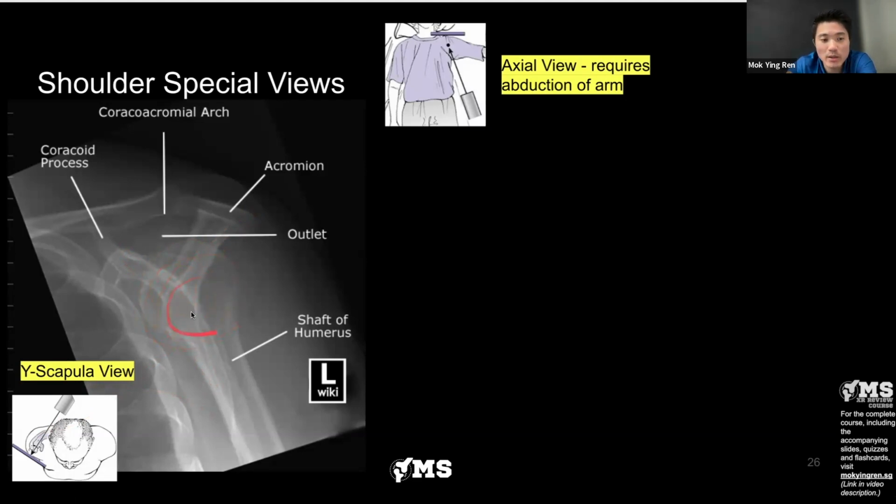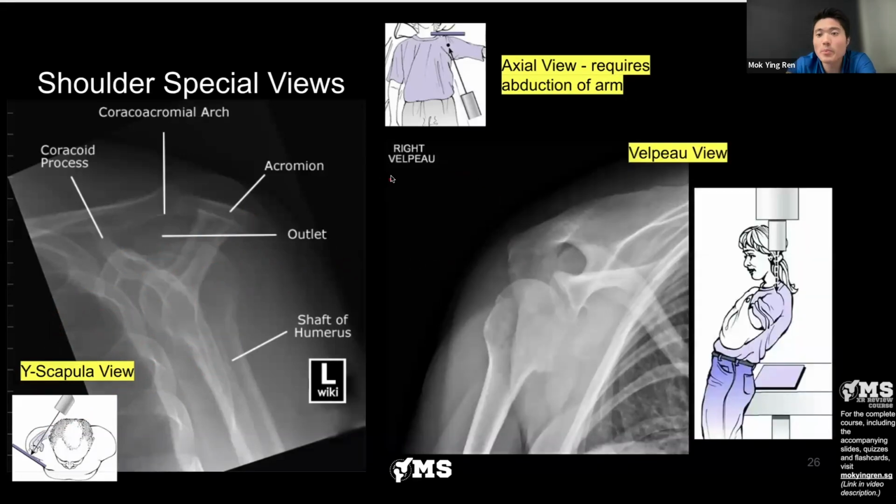So if the humeral head is anterior, where the ribs are, then it will be an anterior shoulder dislocation. If it goes posteriorly, then it will be a posterior dislocation. Okay? The other view that we have is the Velpeau view.